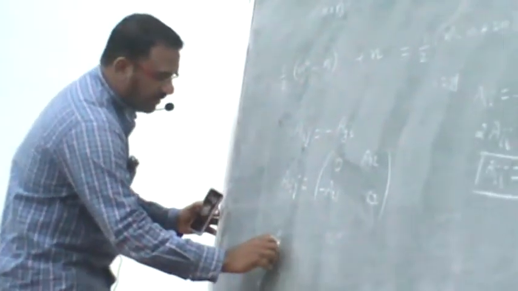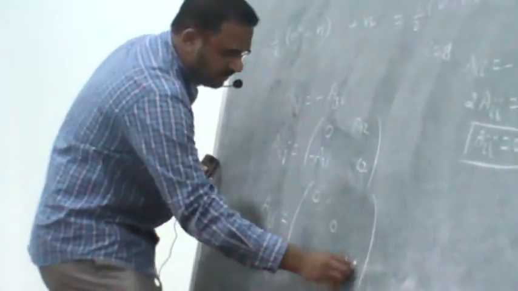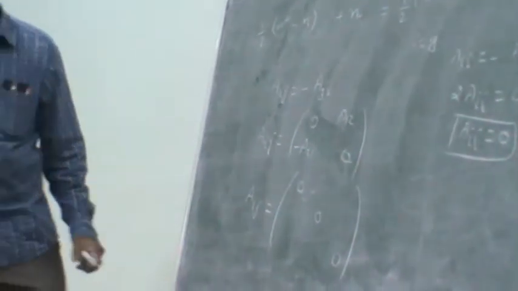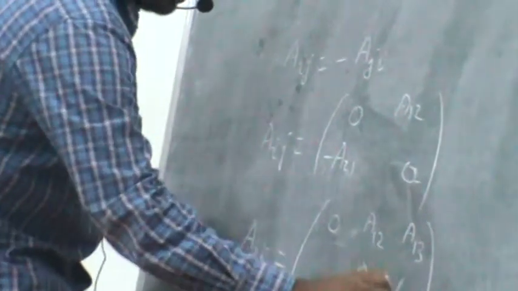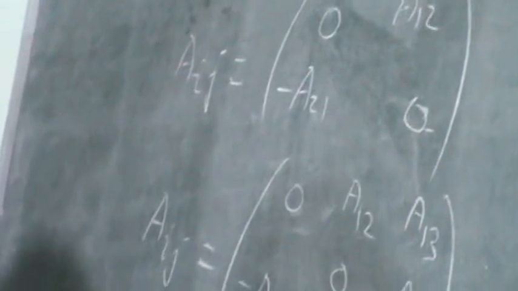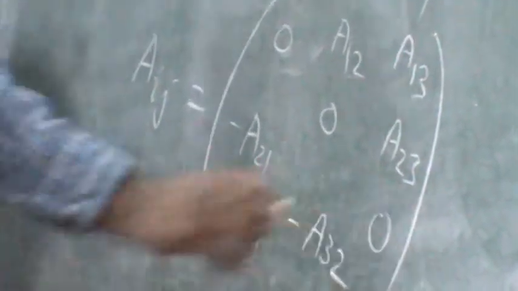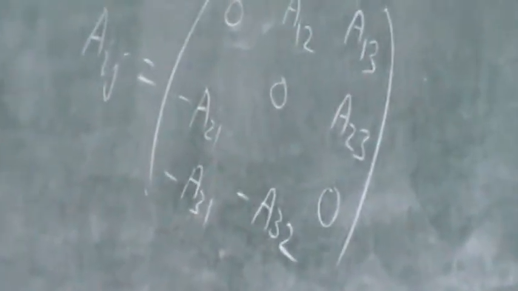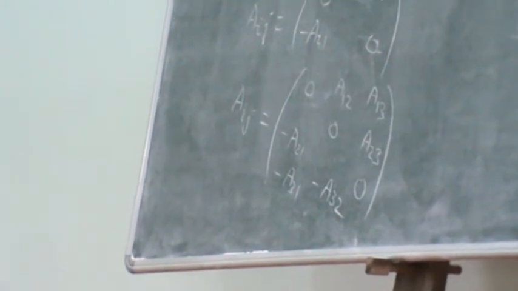Therefore, in a 3 by 3 matrix, you can directly write this 0, 0, 0. Correct? And what is this? A12, A13, A23, minus A21, minus A31, minus A32. The trace of these matrices is 0. The trace is 0. For a tensor it is true. Trace of this skew symmetric tensor is 0.